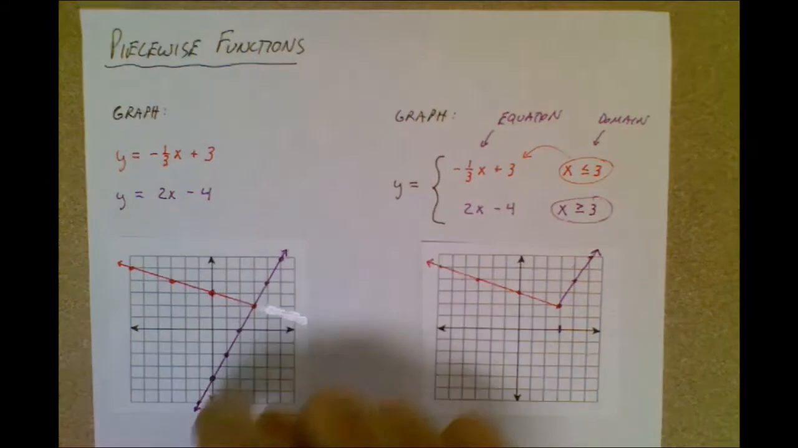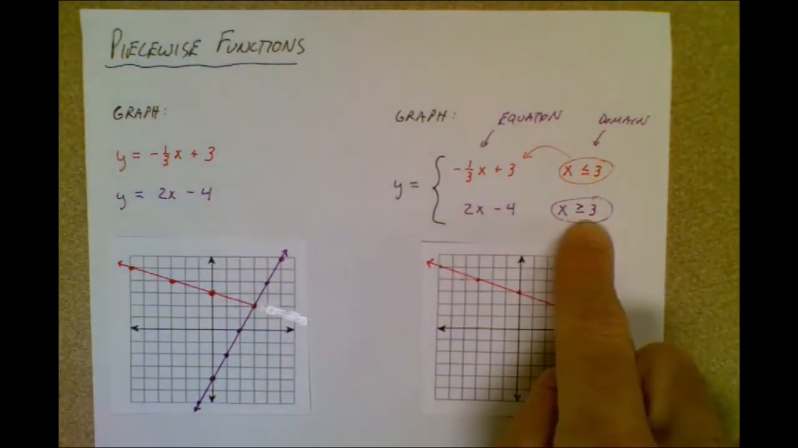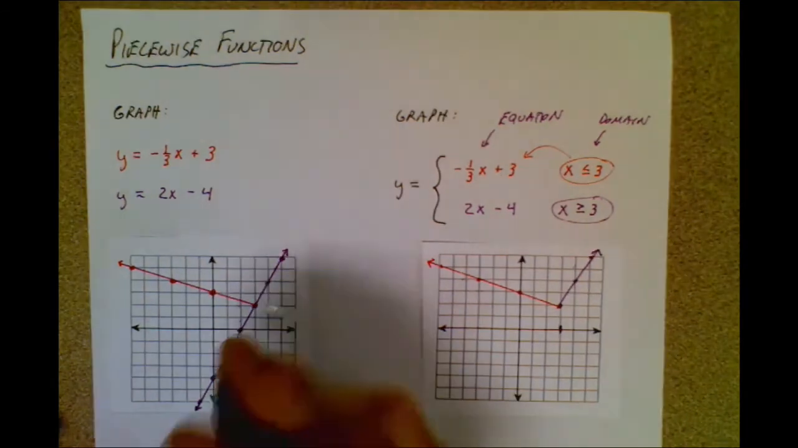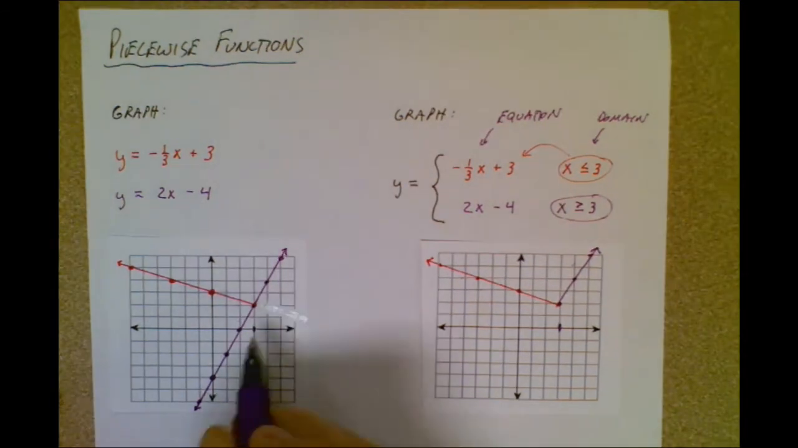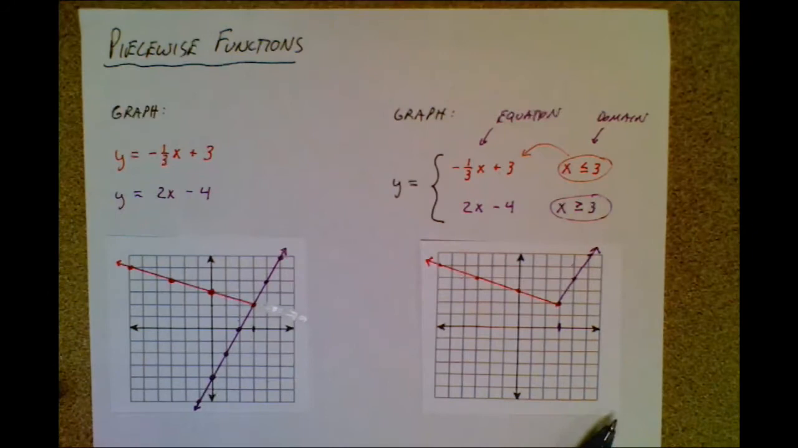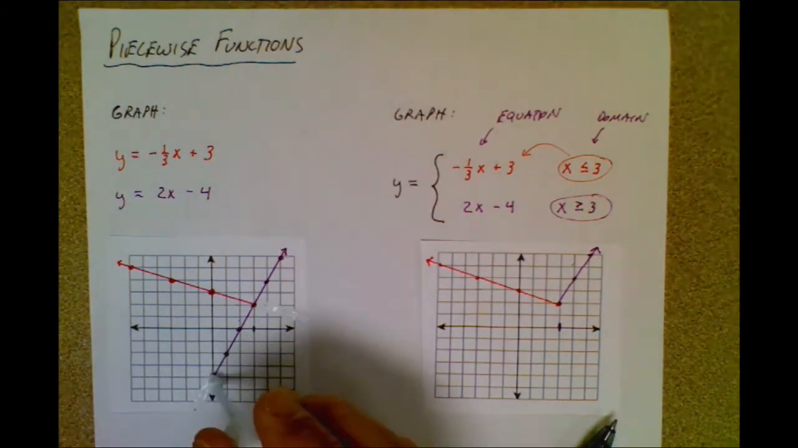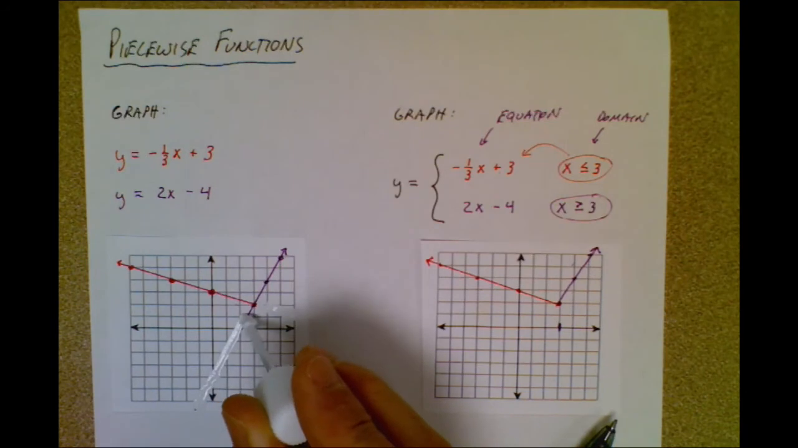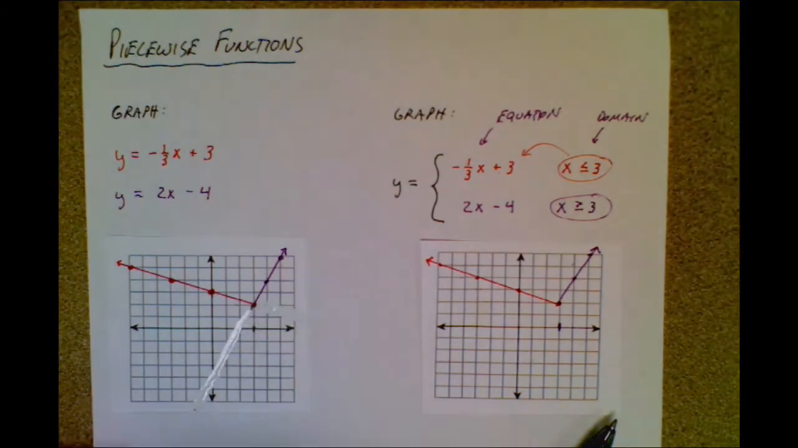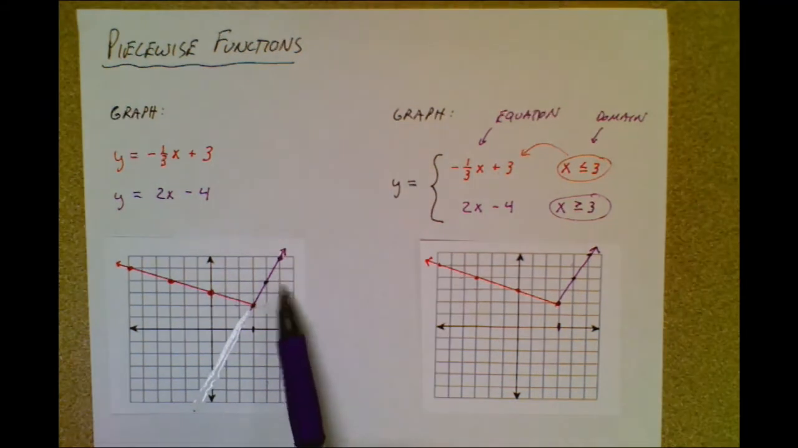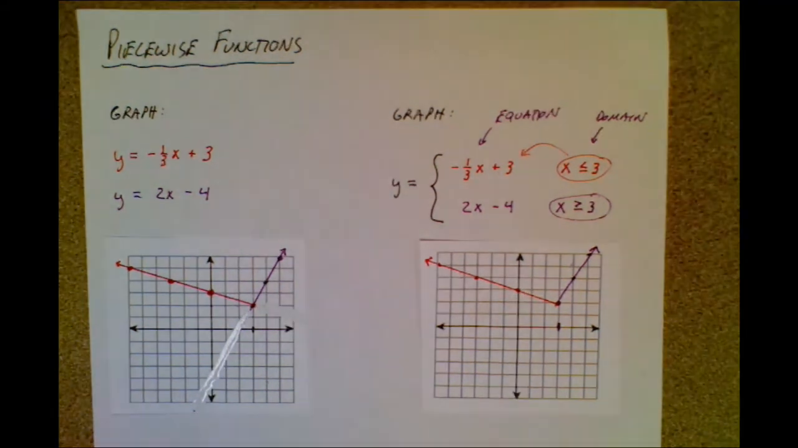Graph that whole thing, but only allow the x greater than or equal to 3 part to be seen, so that's all parts of the graph bigger than that x equals 3. So you take your handy dandy eraser and erase the parts where x is less than 3. And by doing it that way, you also come up with the same piecewise function that I did here. So you've got a couple of options for how you might want to graph that.